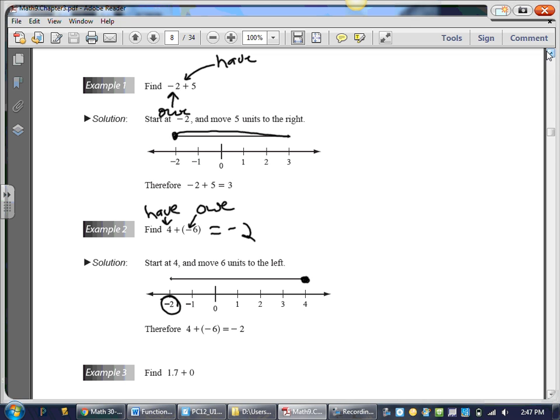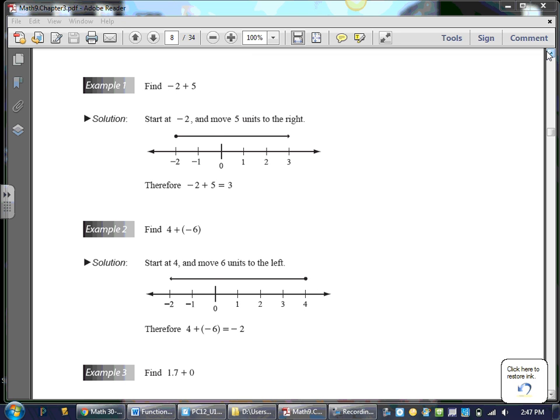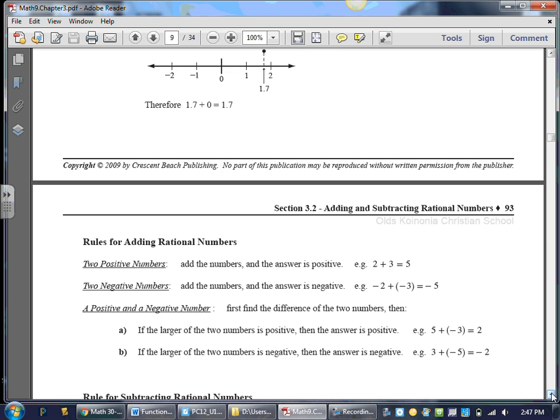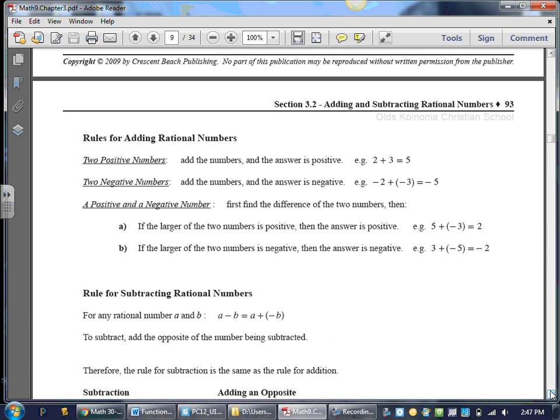All right, pretty standard. That came from integers last chapter. On example 3, that question is just 1.7 plus 0, so obviously the answer is just 1.7, so that's pretty easy. Okay, turn the page. All right, so here's the deal.